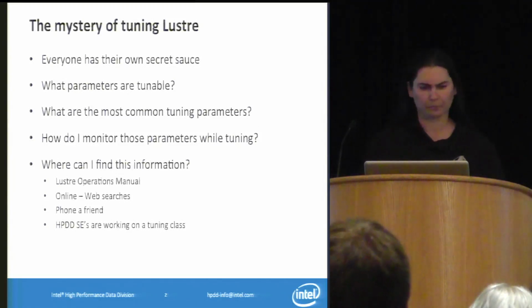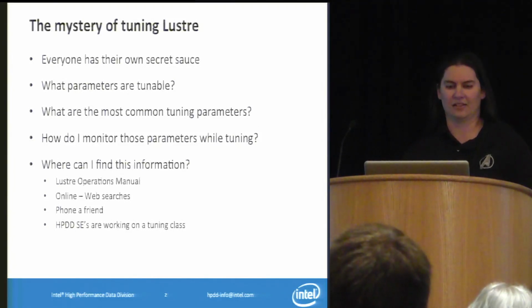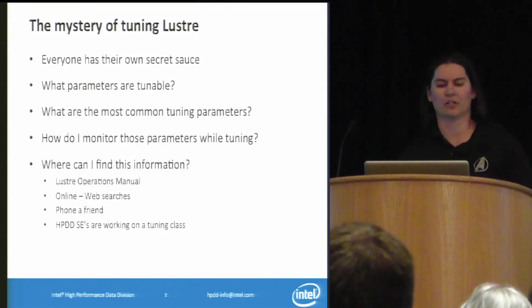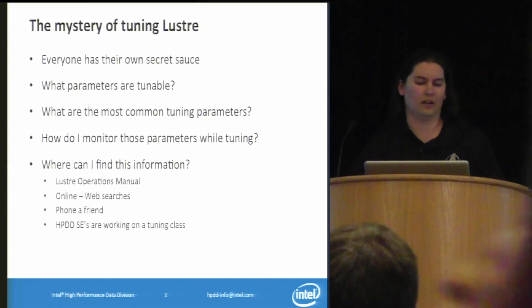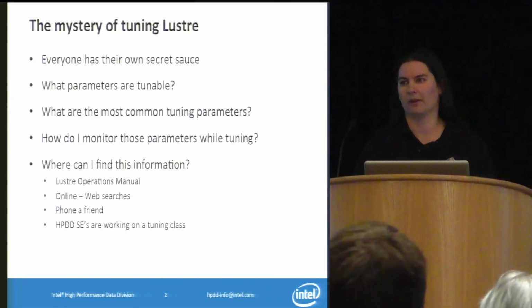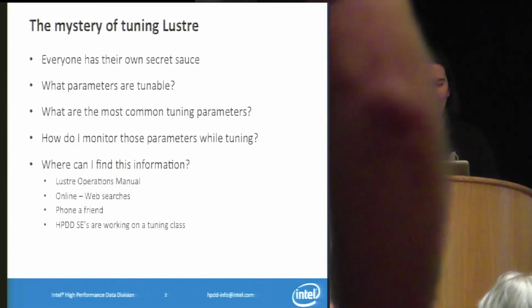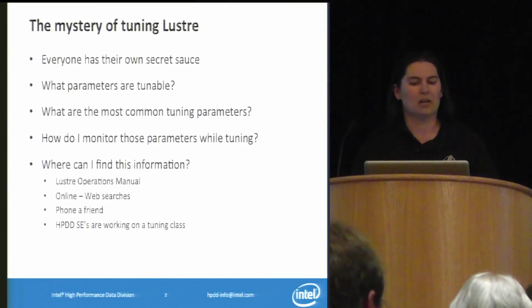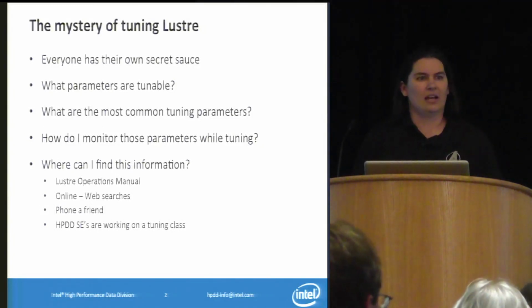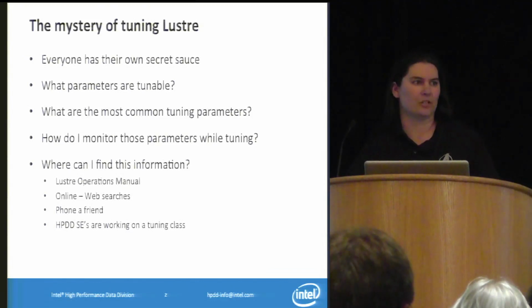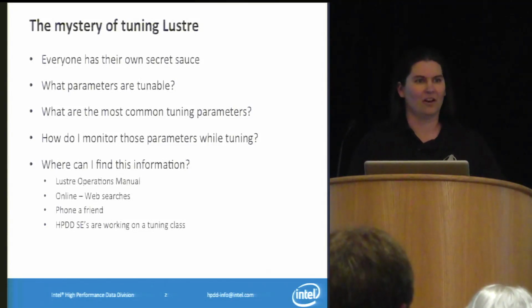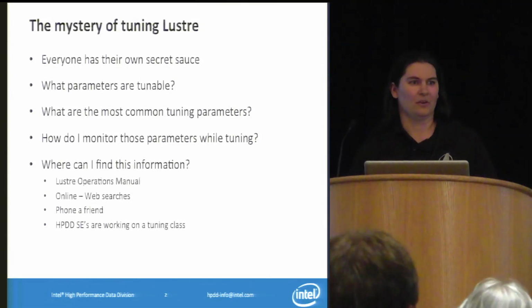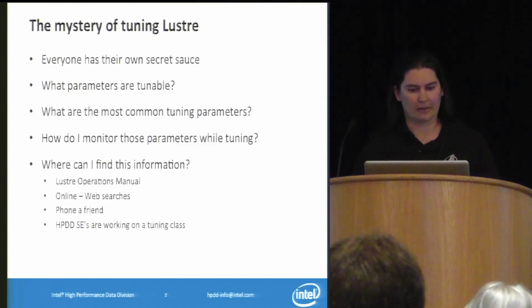So some of the things that go into this whole mystery of Lustre are: what type of parameters are actually tunable? What are some of the more common parameters that you use for tuning? And how do I monitor these parameters? That's very different from just benchmarking the thing, tweaking a couple of things, and then benchmarking again. Sometimes it's nice to make educated guesses on what you're doing rather than, well, let's just change everything and see what that does.